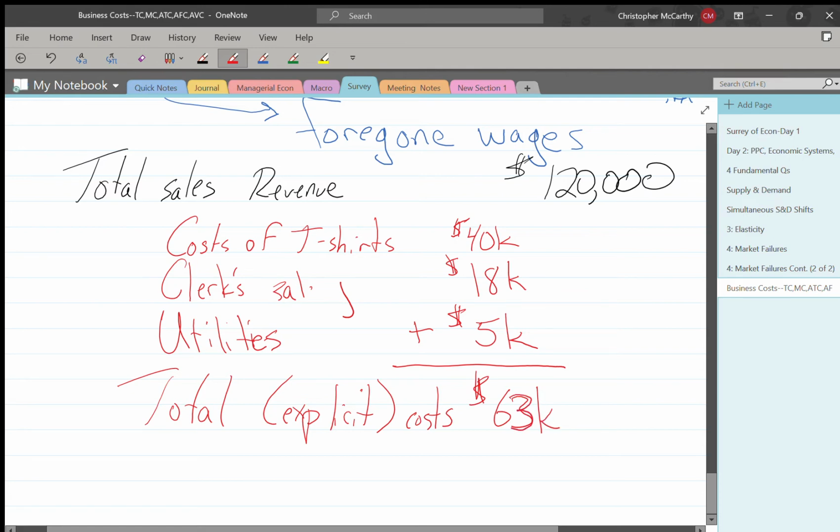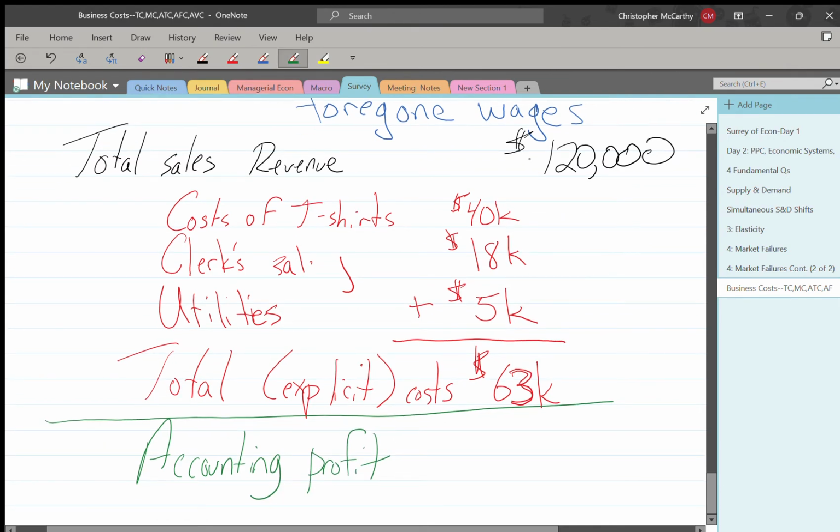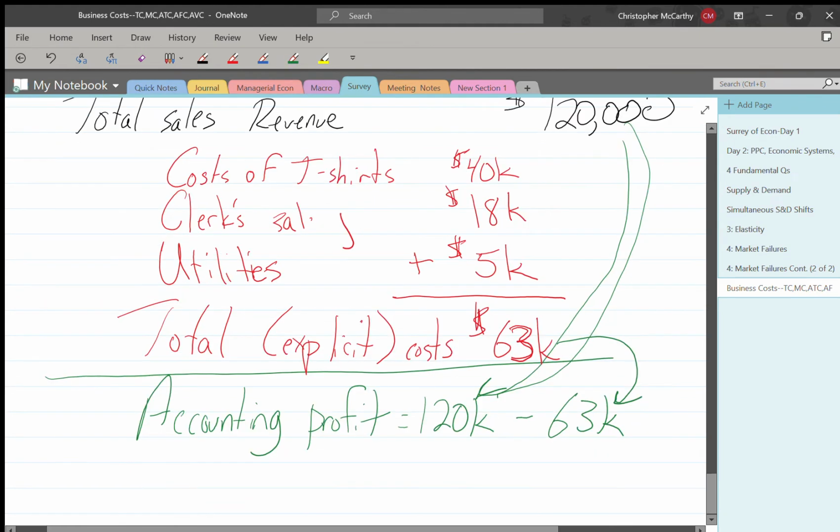And so our accounting profit is just equal to that total revenue minus the explicit costs. And so we end up with an accounting profit of $57,000.